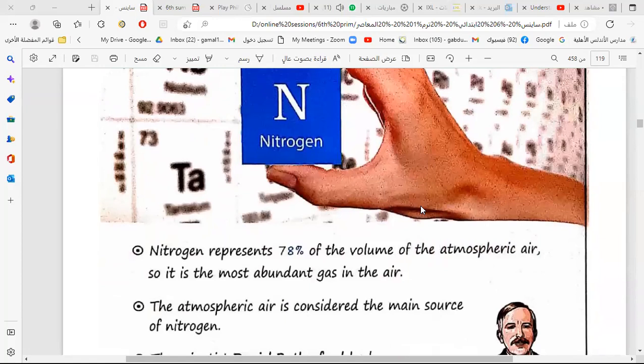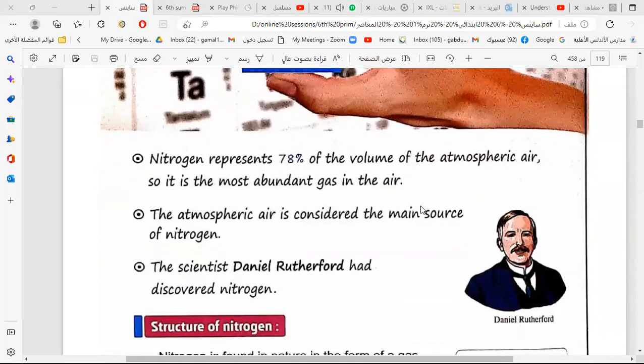As you know, we have studied before, nitrogen gas is the most abundant gas in the air. The most abundant means it has the biggest ratio. It has 78% of the air volume. It represents 78% of the volume of the air, so most of the air around us is nitrogen gas.